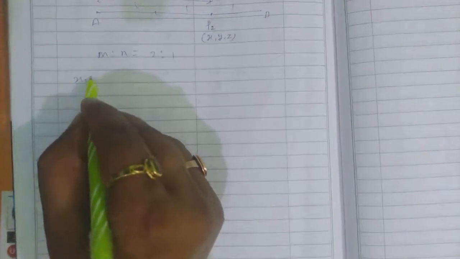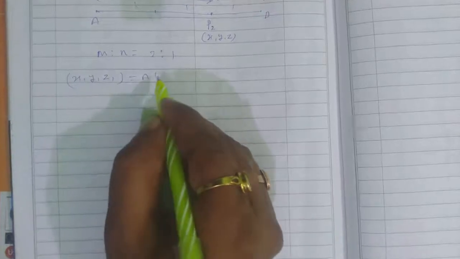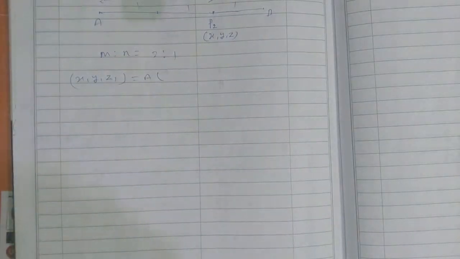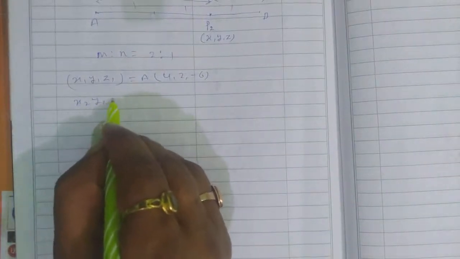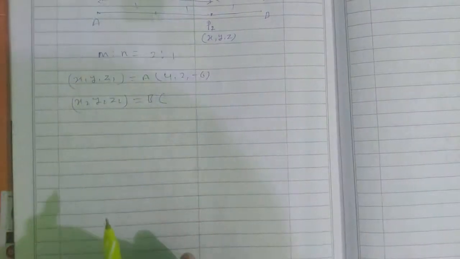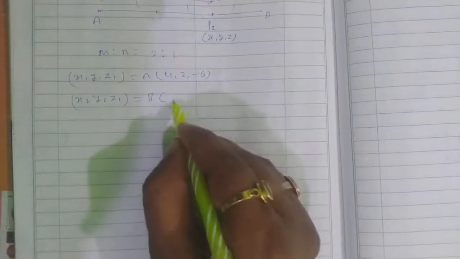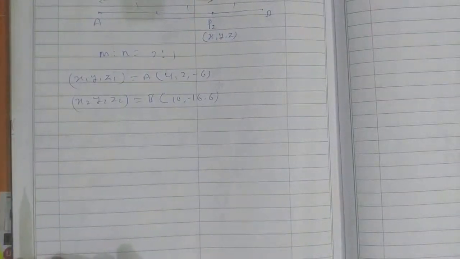The next thing is the coordinate of A. The x1, y1, z1 is not changed. This is the coordinate of A: 4, 2, -6. Same thing, x2, y2 and z2 will be the same here. This is the coordinate of point B: 10, -16 and 6. The same identity you will apply here.